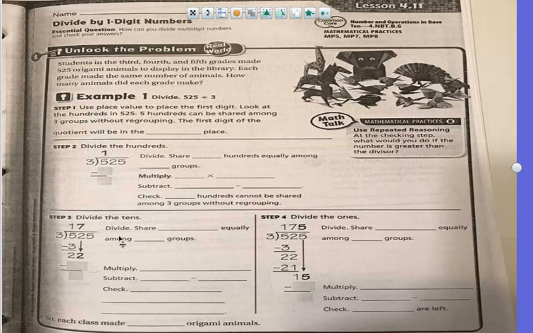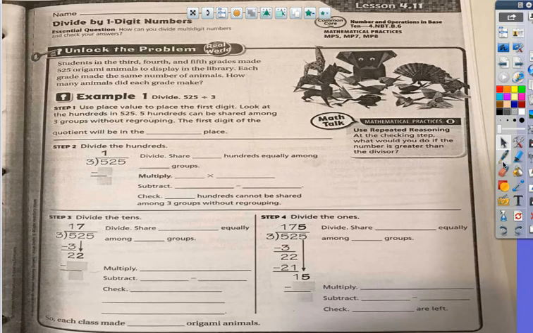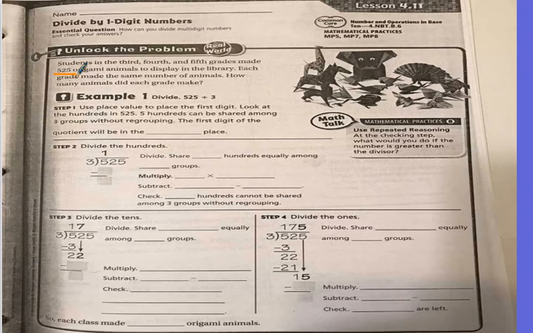Okay, so we have a total of 525 origami animals, so I'm going to underline that first. And we're trying to divvy those out into how many groups? We have the 3rd grade, the 4th grade, and then the 5th grade. So we have 3 groups that we're trying to divide those out to. So that's why we have 525 divided by 3.